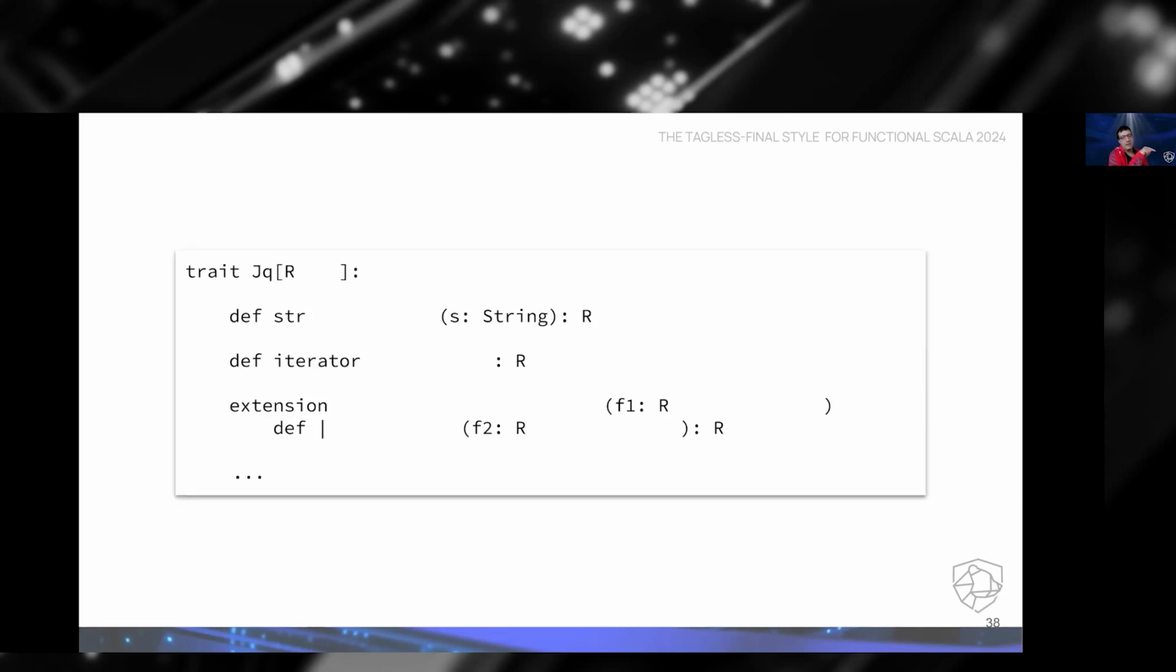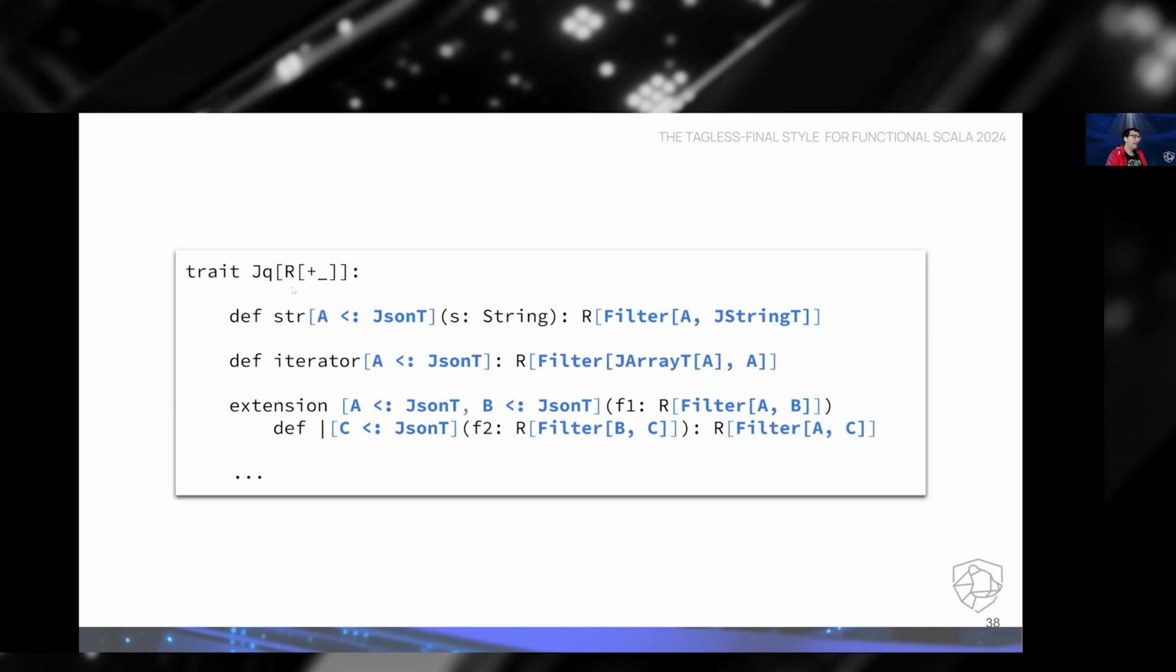Now, concerning the typing rules. The typing rules will be implemented by extending the JQ type class. And what we will do first is, instead of being parameterized with a simple type, we will use a type constructor, right? And the purpose of this type constructor and its parameter is to annotate the type of the expressions of the program that we are reading.